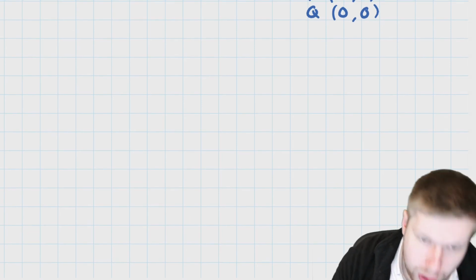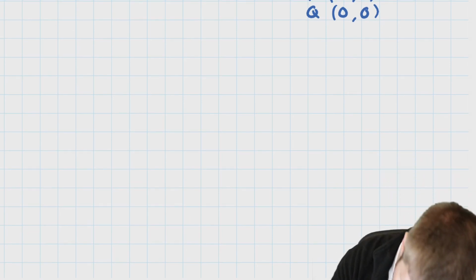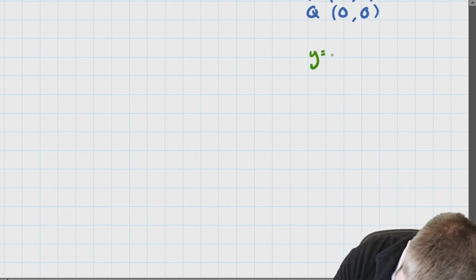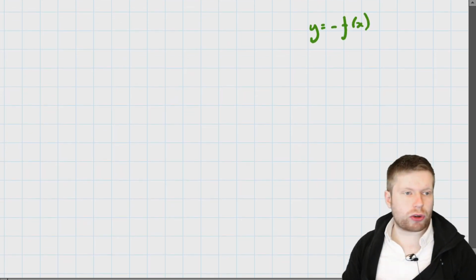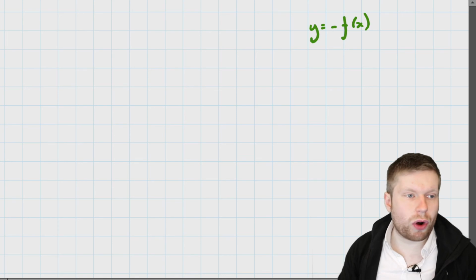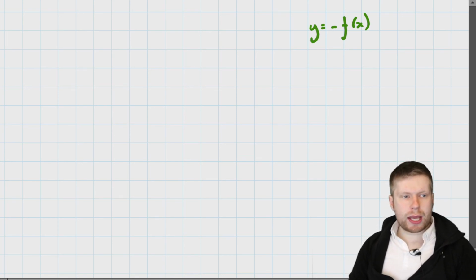Let's have a look at another transformation which we can do to this graph. Let's suppose we take something like y equals negative f of x. So let's first of all work out what transformation has been done to this graph, okay? So y equals negative f of x.